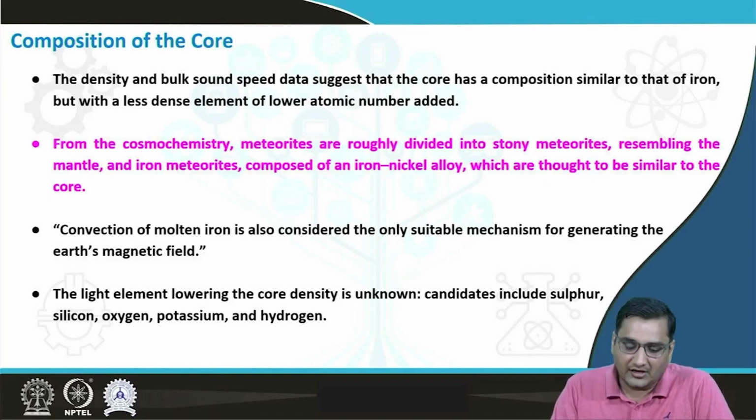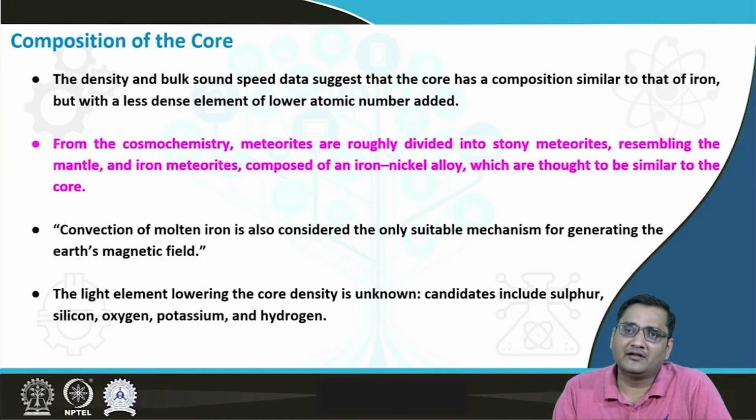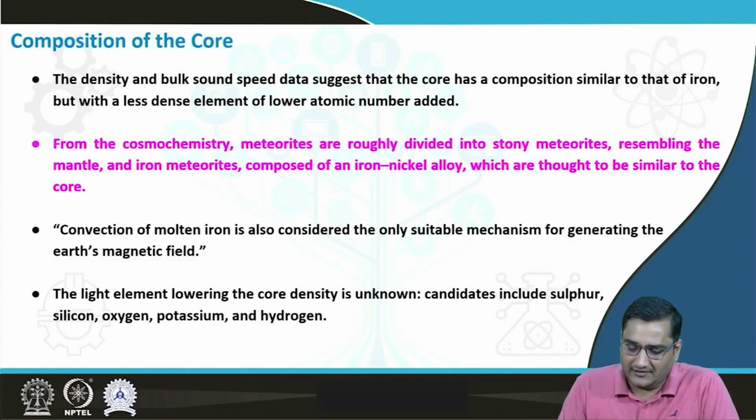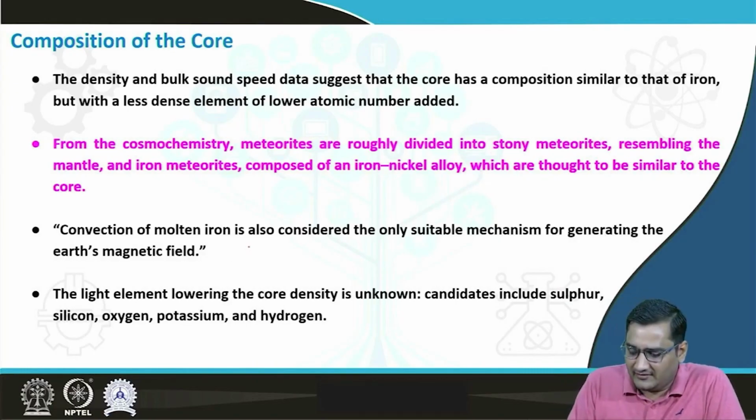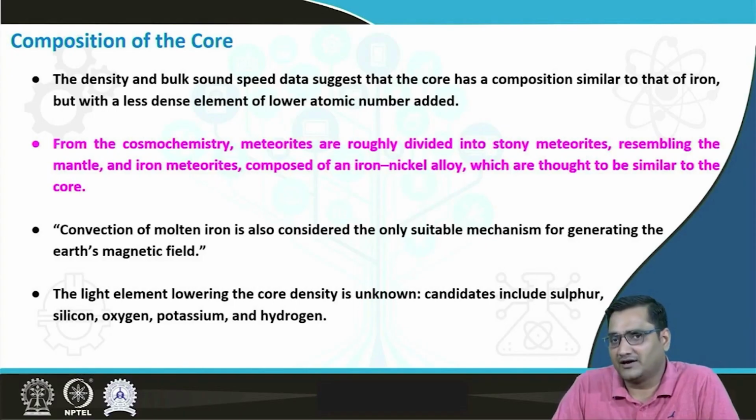And if we look at cosmochemistry, the meteorites that come to the Earth can be roughly divided into the category of stony meteorites, which may resemble the mantle, and another form, iron meteorites, which are composed of iron-nickel alloy and are thought to be similar to the core. And the convection of the molten iron in the outer core is considered to be responsible for the generation of the Earth's magnetic field.